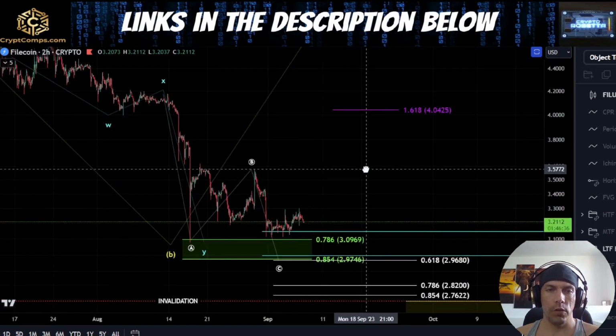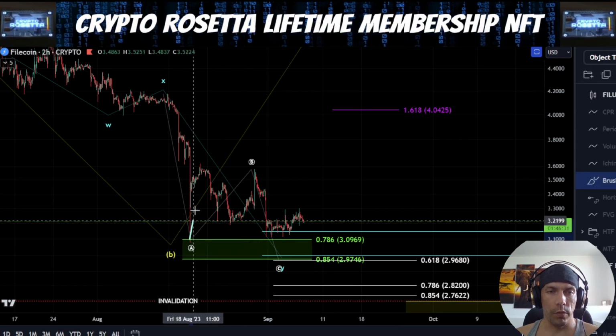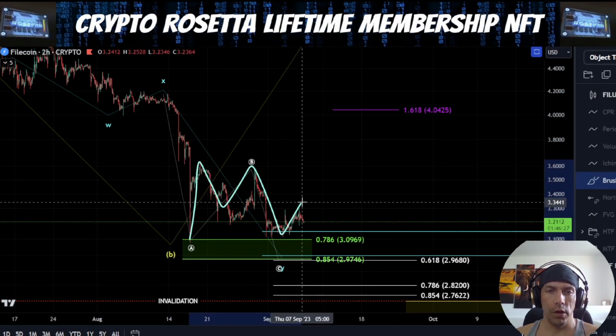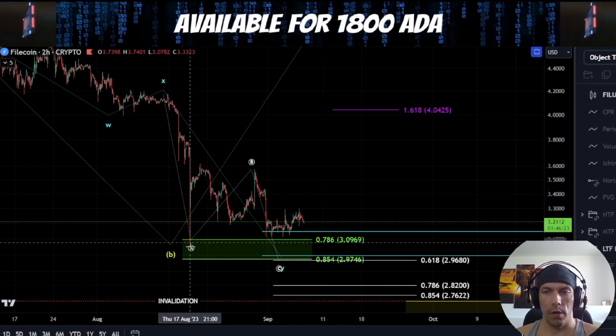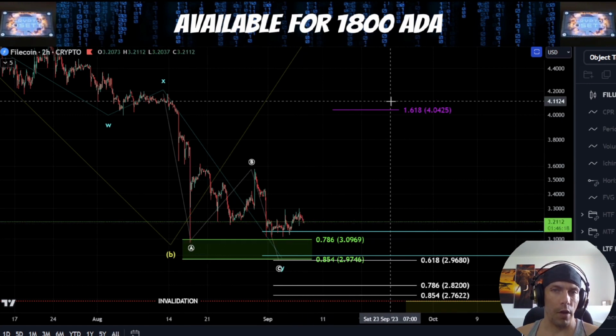So if we do start to see price looking to push to the upside here, what we need to be cautious of is that we could actually have this as 1, 2 here, and then we're starting to form another 1, 2 here. So as long as we hold this zone here of this $3.07, we can potentially look to start forming a rally to the upside.